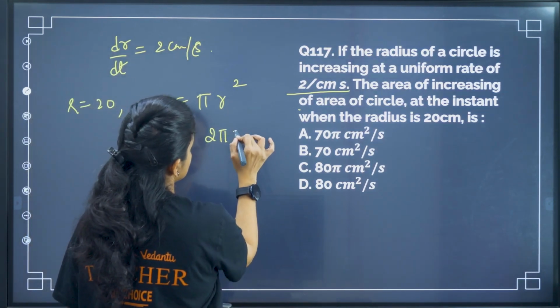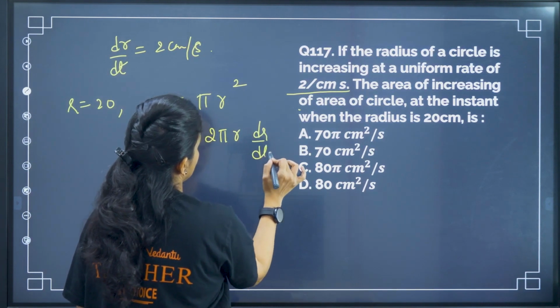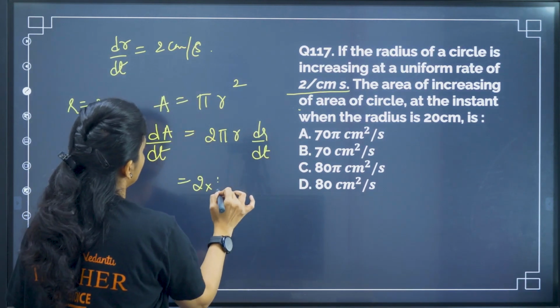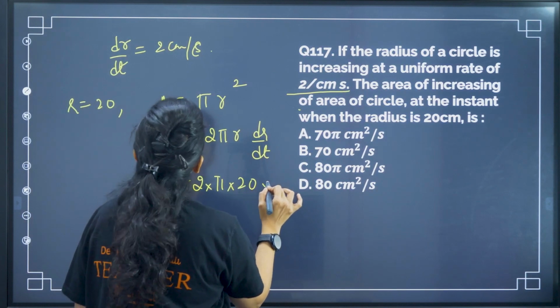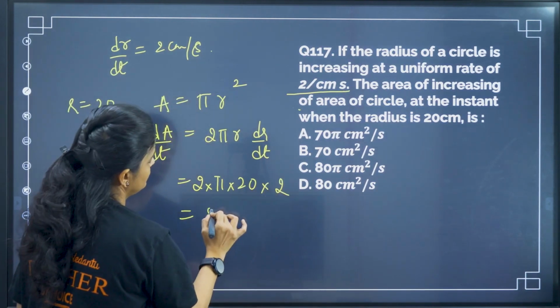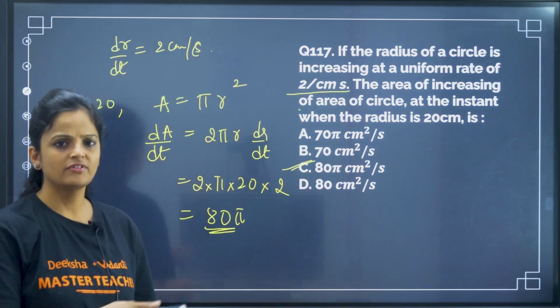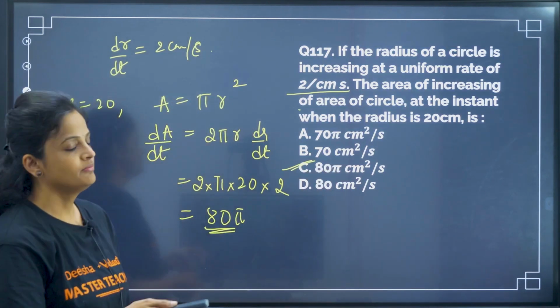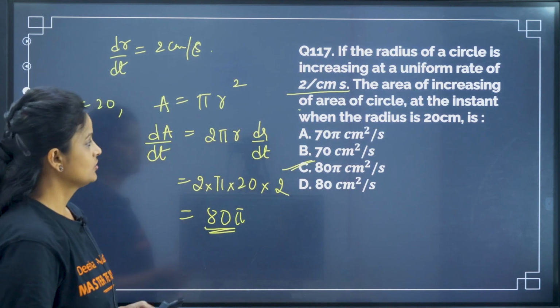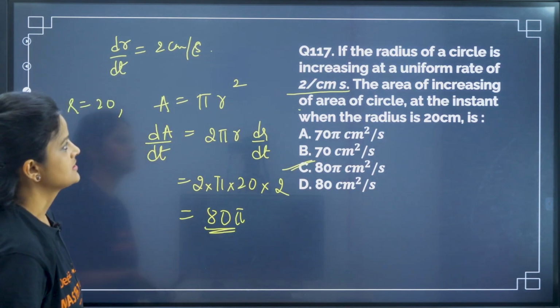Differentiate both the sides and put the values. 2 into pi into 20 into 2, so that will give you 80 pi. Okay, option C. Everyone would have done this, very simple one, a basic NCERT problem. So I hope everyone does this.